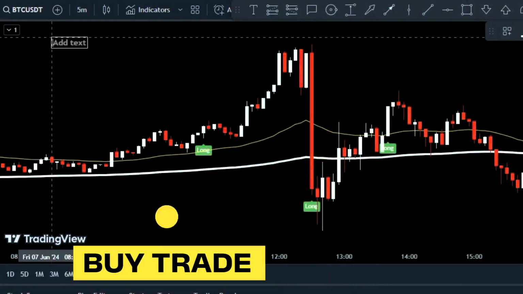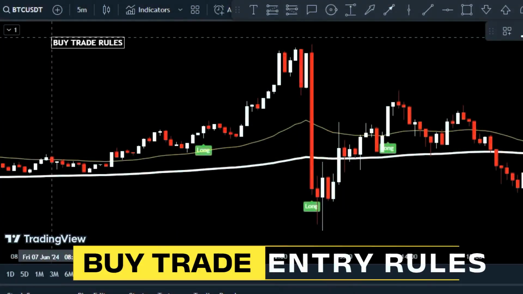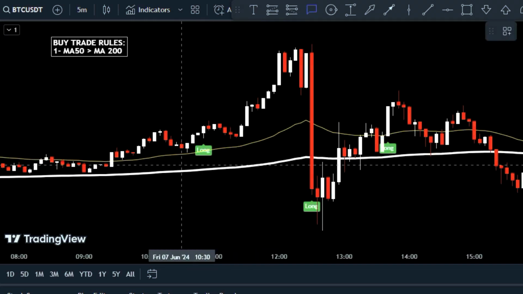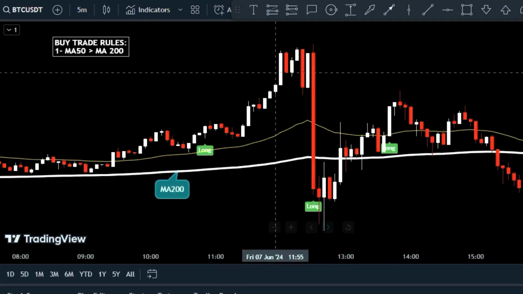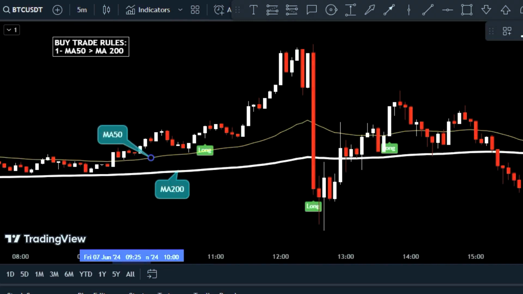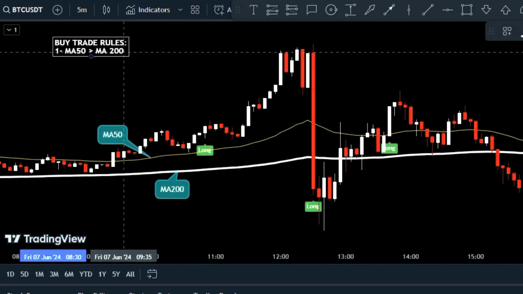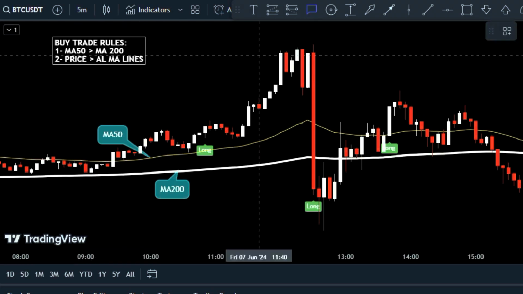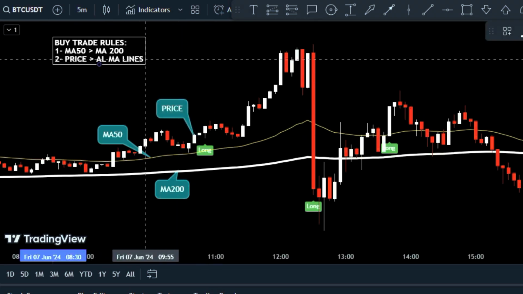Great. Let's jump into identifying buy trade entry signals and making sure you're trading with the current market trend. Here's your step-by-step guide. First up, ensure that the 50 MA is above the 200 MA. This indicates we could be in a potential uptrend. Next, check the price is above all moving averages. This confirms we're in sync with the current trend.